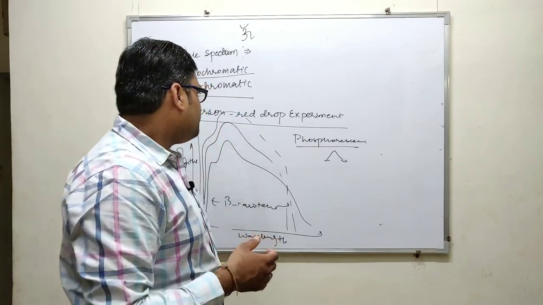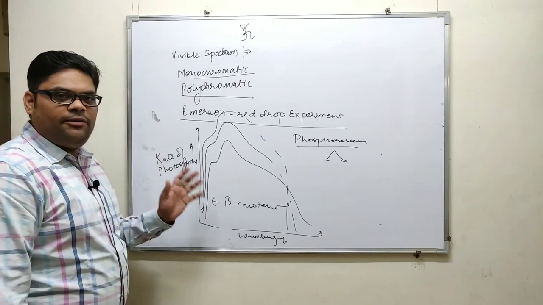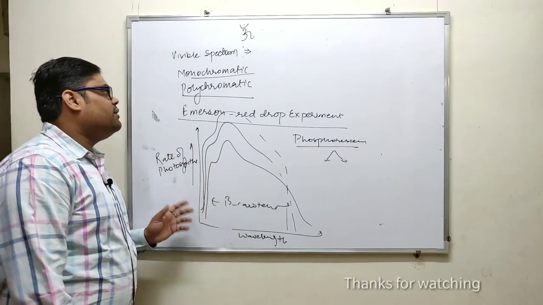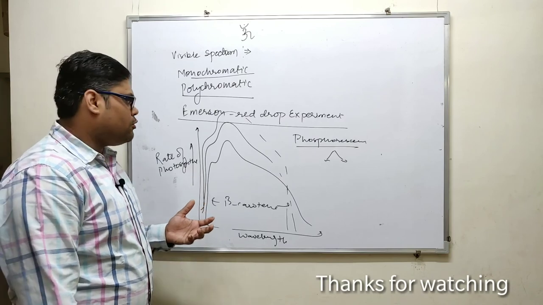So friends, this is the Emerson red drop experiment I made you study in this part, the difference between chlorophyll A and chlorophyll B.